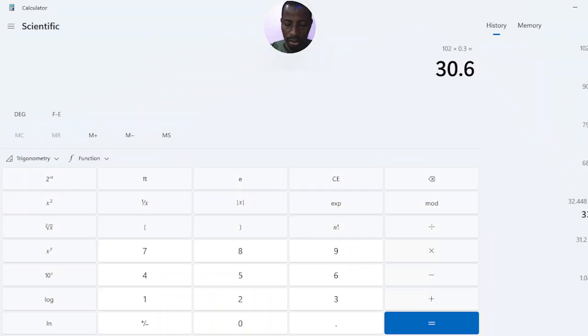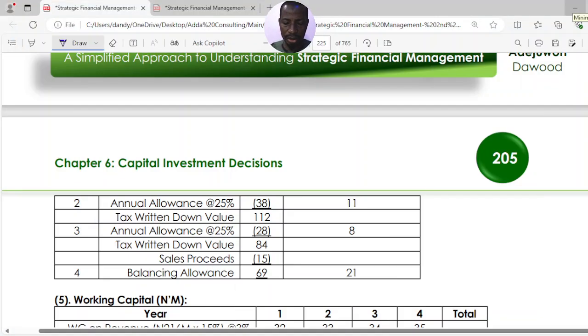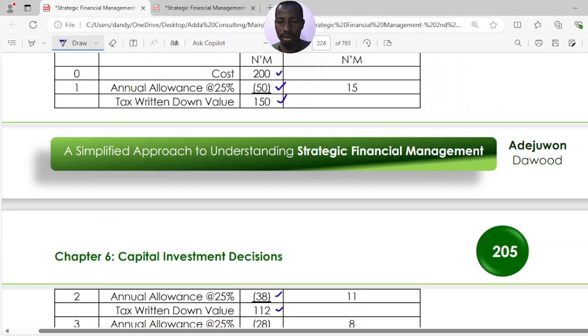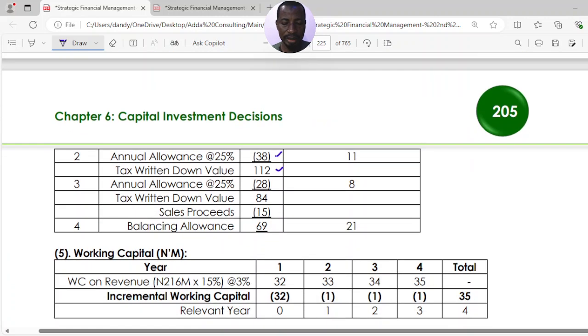Let's use calculator. 25% of 150. 0.25 multiplied by 150 equal, that's 38. That's 38. So that's how you see this 38 here. All right, so 150 minus 38 will give us 112. So that's the tax written down value at the end of year 2.